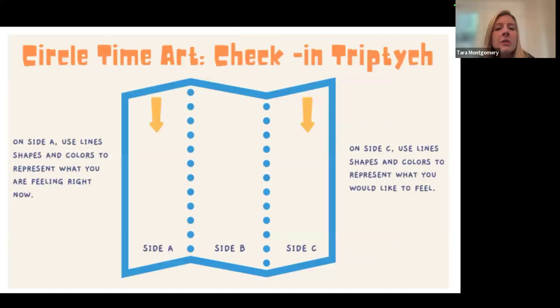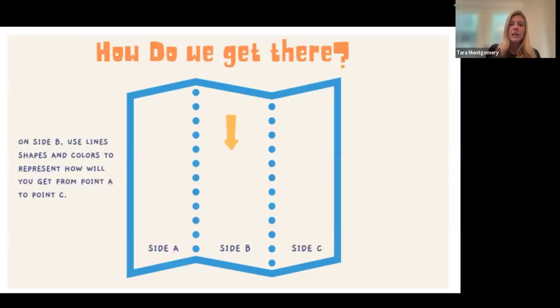So circle time art, this was an activity, the check-in triptych. On side A, you would have your students use lines, shapes, and colors to represent what they're feeling right now. And then on side C, you would have them use lines, shapes, and colors to represent how they would like to feel. And then B, on the inside, is how do we get there? How do I get from feeling this way to this way? So on side B in the middle, you would have your students use lines, shapes, and colors to represent how they're going to get there.